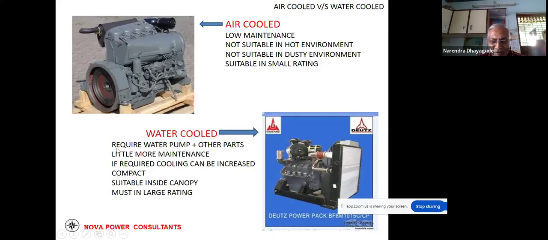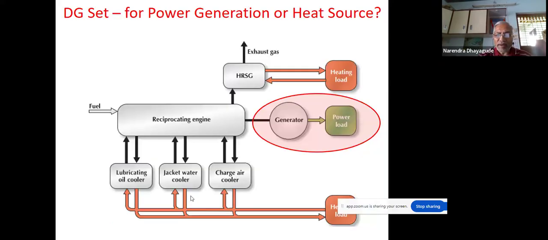And of course, for the water cooled engines, advantages are many more. They require basically a water pump and other parts, so little more maintenance is involved. If required, cooling can be increased by adding coolers, etc. They are compact in size naturally. They are suitable inside the canopy also because the radiator goes inside, and it must be used in large ratings, compulsory.